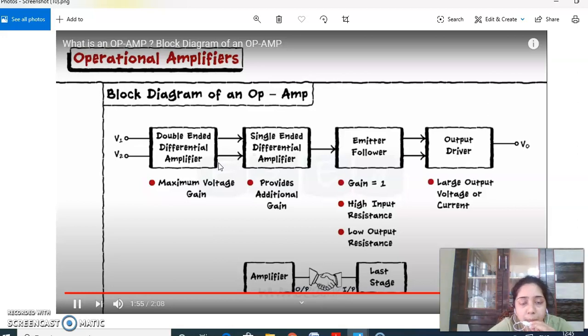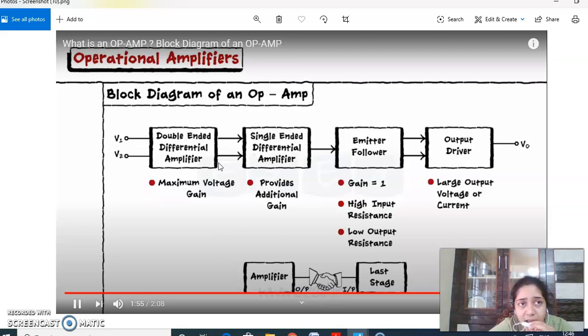Here are the ideal characteristics of an op-amp, some very important ones. The first one is that the op-amp should provide very high gain. Ideally it is infinite, but practically it is in the order of 10 to the power of 6. Next, the op-amp should have infinite input resistance, right? So the op-amp terminal should not draw any current. And next, the output impedance of the op-amp is 0. These 3 are the ideal characteristics of an op-amp.